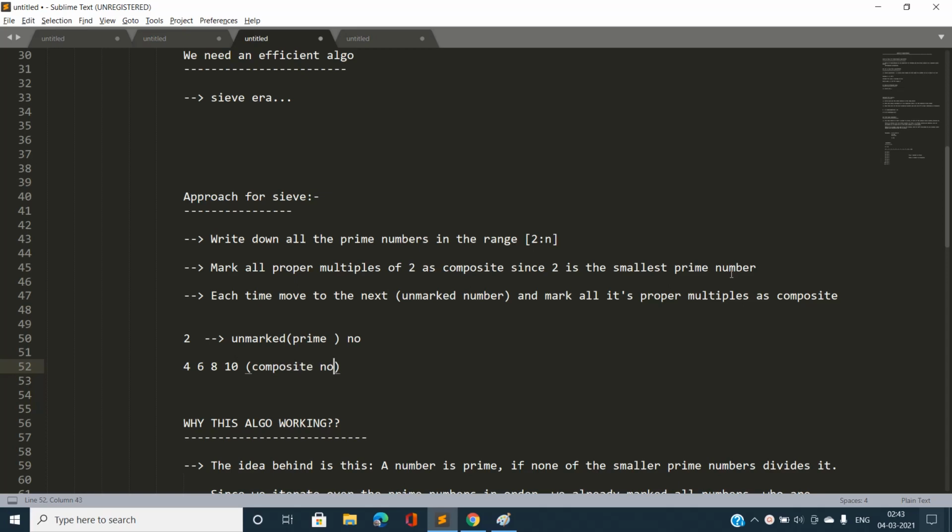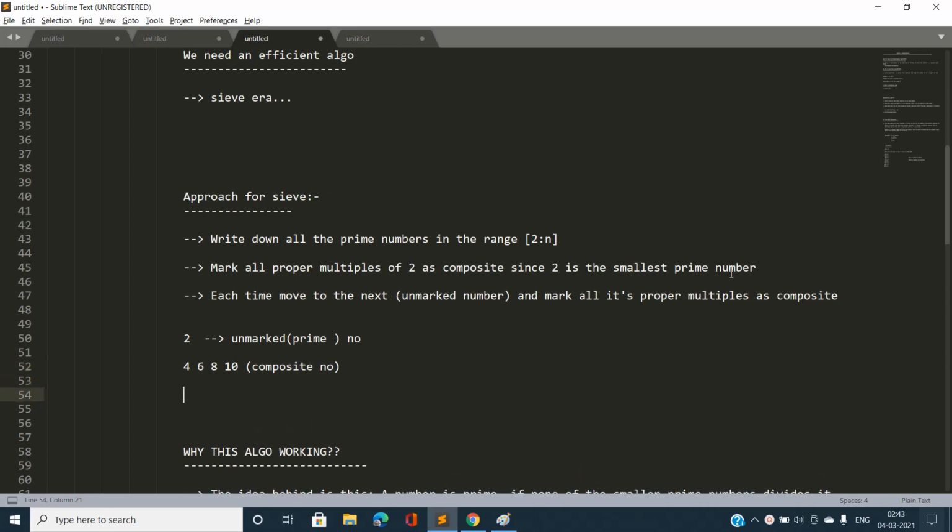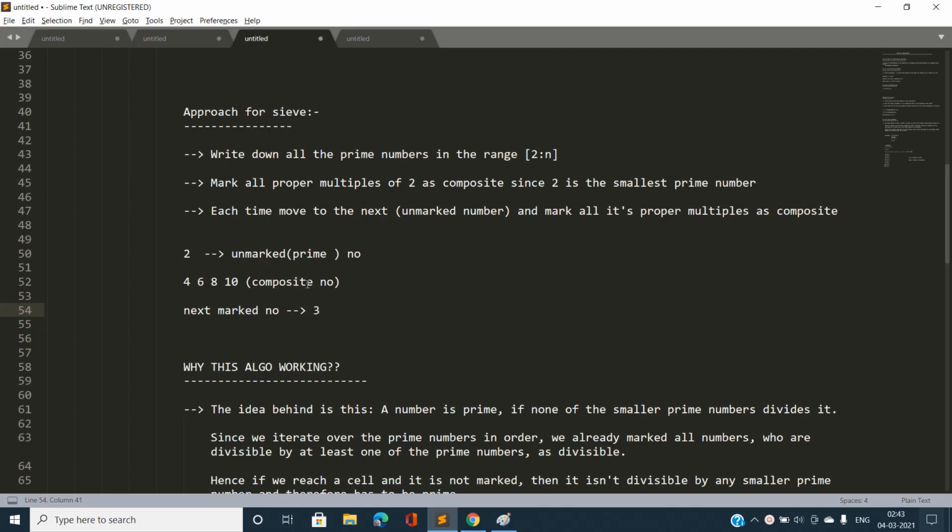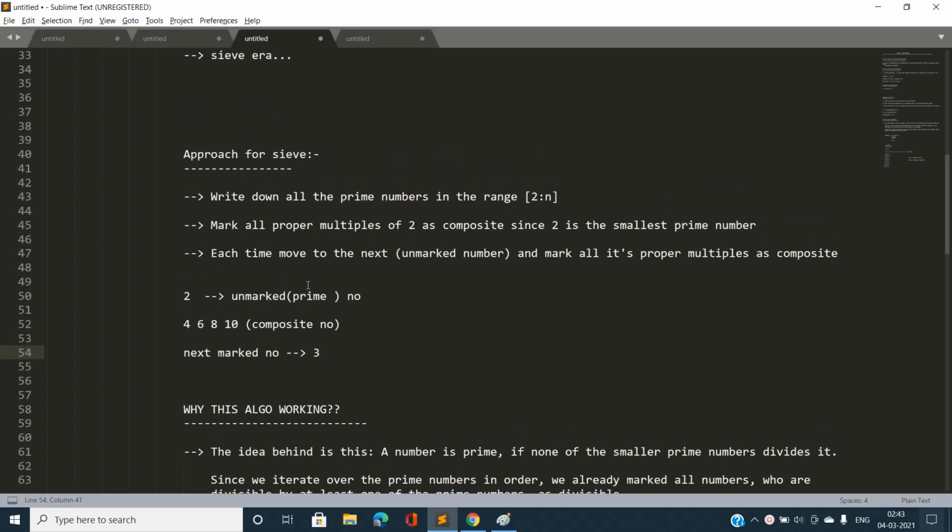Simple. And what should be our next unmarked number? If 4 is already marked as composite, the next unmarked number is what? The next unmarked number is 3. So I'm going to begin with 3. So let's analyze this with the help of a diagram, how we are going to complete all these steps.